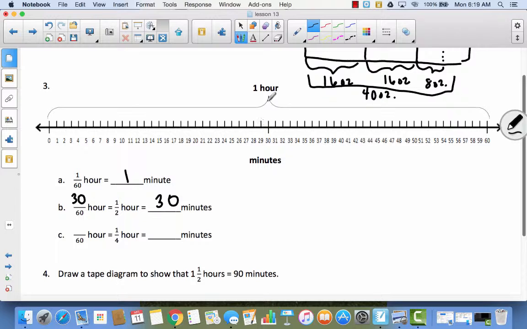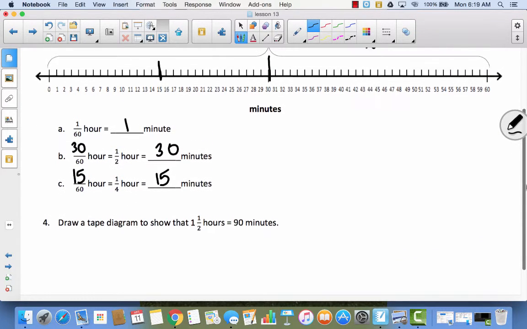Well, if this were a half, remember a fourth is half of a half. So if I took this half and divided it in half, I'd be right here at 15. So 1/4 would be equal to 15 60ths of an hour, which is equal to 15 minutes.